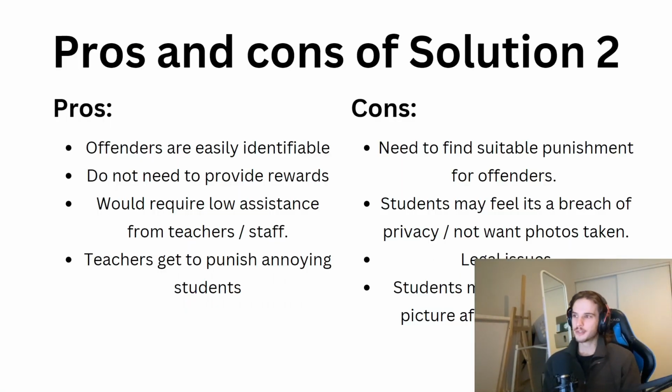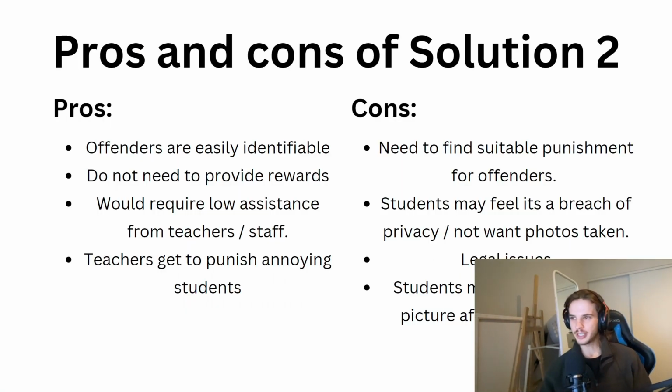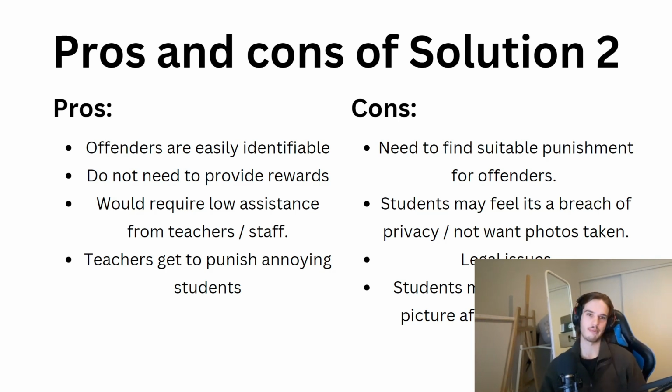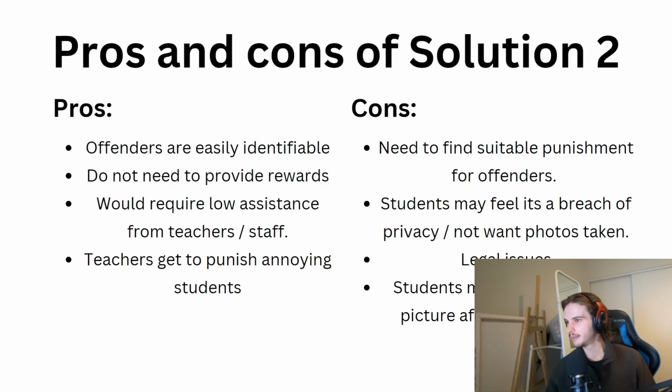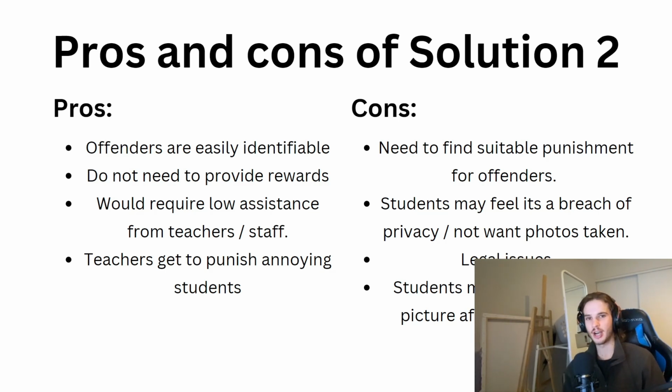So, pros and cons of solution 2. Pros, the offenders are very easily identifiable with the cameras taking photos, and you'd probably have the flash on, and you'd make sure that the students are aware of what's going on, so they'll know that they're very identifiable as well, which will lead to a lot more students taking self-accountability and putting the forks back. Another pro, you don't need to provide rewards, and it would require low assistance from teachers and staff. And final pro is that teachers get to punish annoying students.